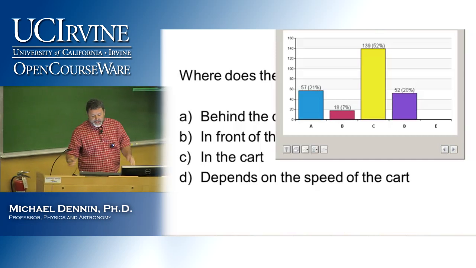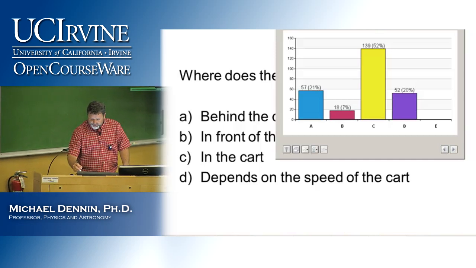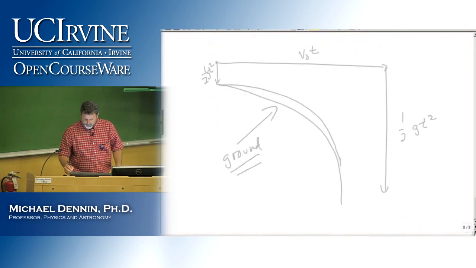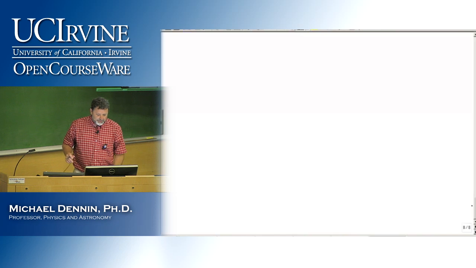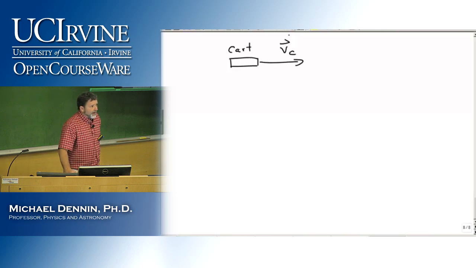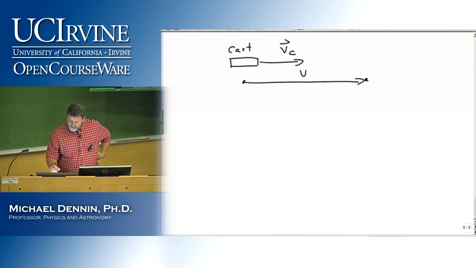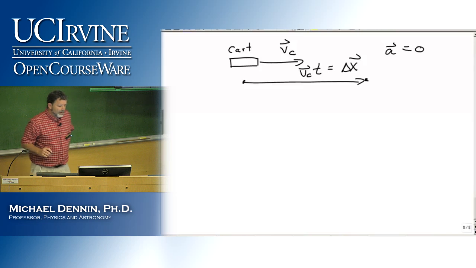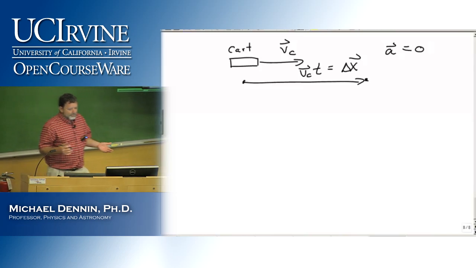Now, this, again, we can get from drawing the pictures. It's a little bit harder. So let's think about these pictures for a moment. The one that's easy to draw is the cart. It's just moving with some velocity, vc, in the horizontal direction. So its displacement is vc times t, because the acceleration of the cart is 0. Now, how do we think about the ball?